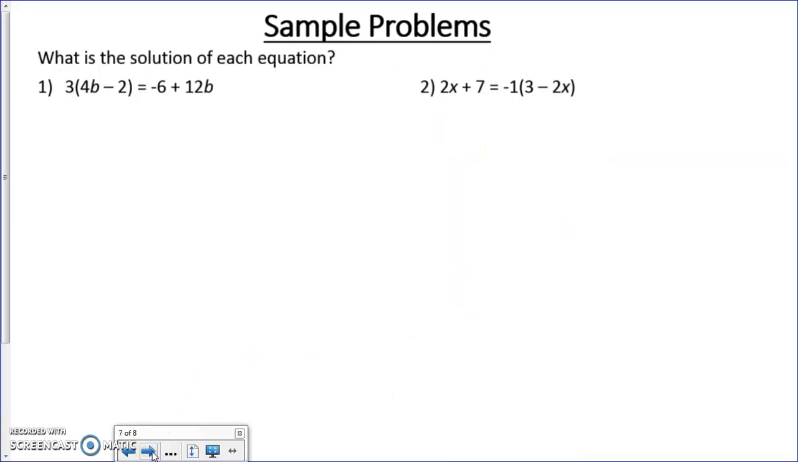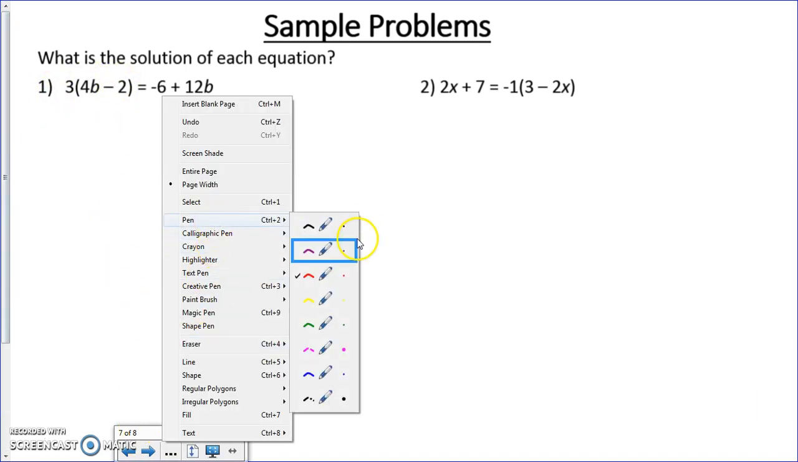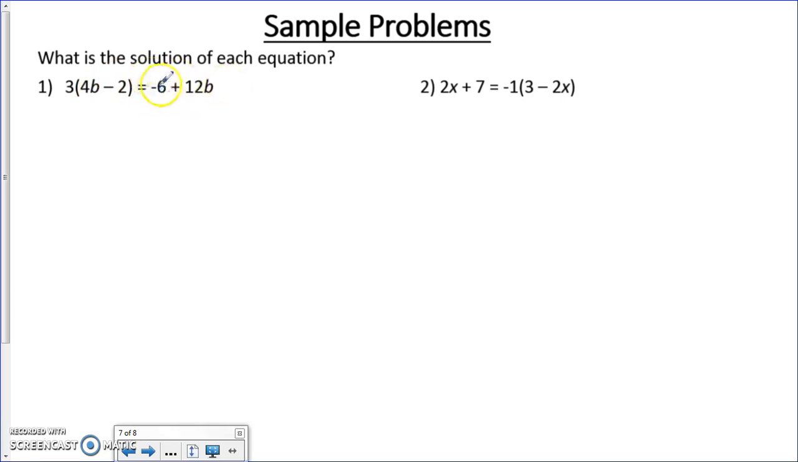Now let's see, these are two sample problems just like we had before of which one is an identity and which one has no solution. So let's look at number 1. It says 3 times 4b minus 2 equals negative 6 plus 12b. So let's distribute first. We have 12b minus 6 equals negative 6 plus 12b.